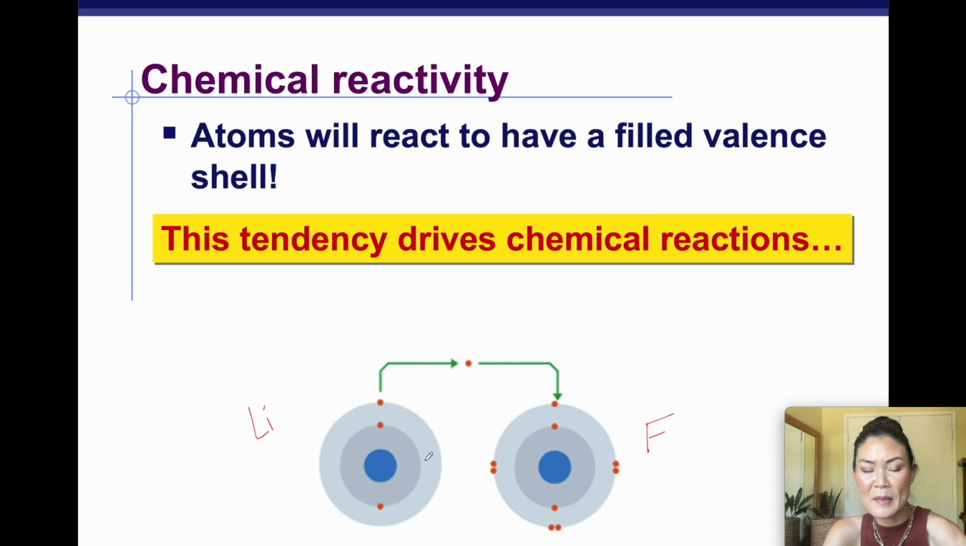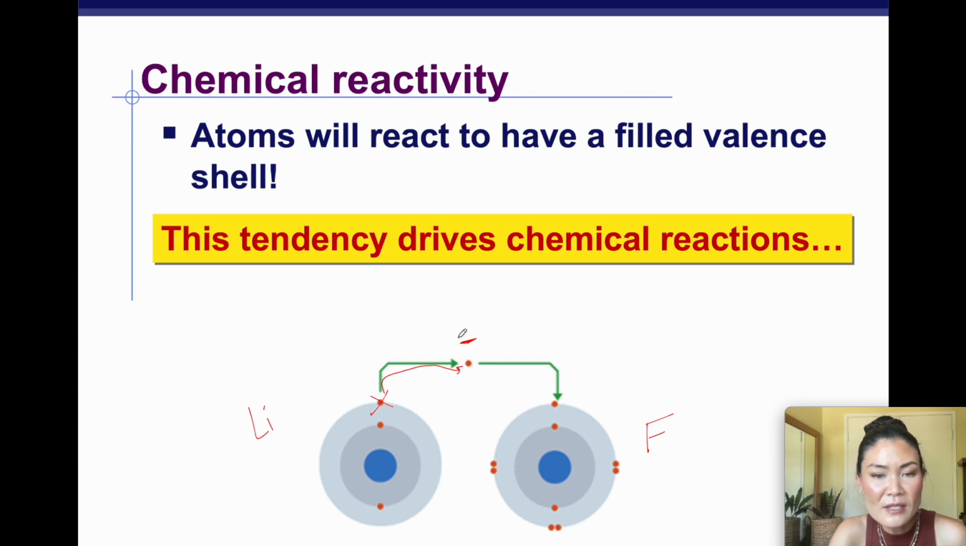And I know I said that the magic number is 8, but in this case, the first energy level is pretty small. It can only hold 2 electrons. And because it can only hold 2 electrons, it's filled, okay? And so if lithium gives that third electron away, then it only has 2 electrons left, and it has a filled energy level, and it is satisfied, it's stable, okay? But it's lost an electron. Remember, electrons are negatively charged. They have a negative charge.